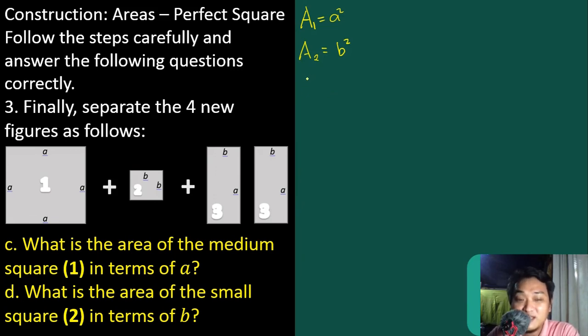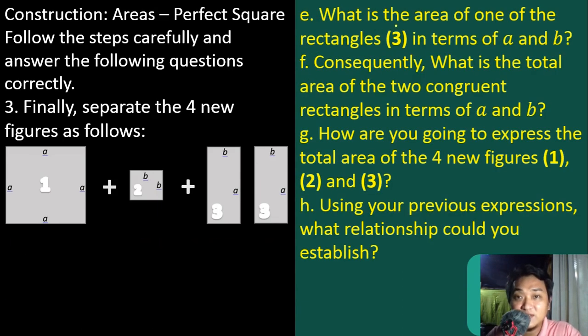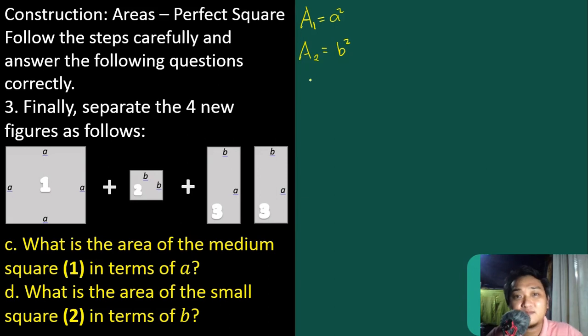And then, the last but not the least is the area of figure 3. So what will be the area? Sagutin natin yung tanong dito. What is the area of one of the rectangles in terms of A and B? So ano daw yung area nung isa sa mga rectangles? So again, the area for figure 3 is equivalent to, since it is a rectangle, length times width. And in this case, since the dimensions are A and B respectively with the length and width, therefore, that is also A times B, or AB.